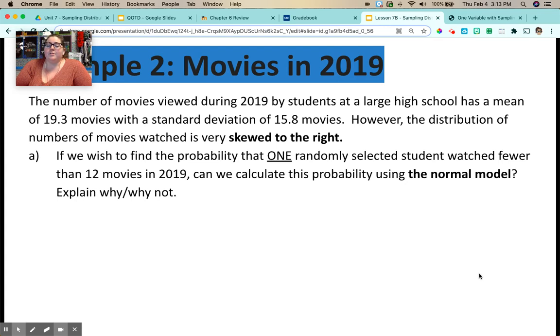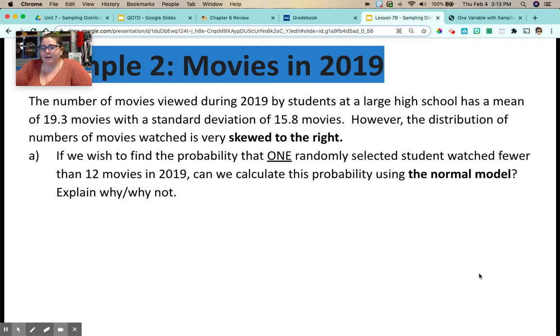However, the distribution for numbers of movies watched is very skewed to the right. In other words, most people watch a small to moderate number of movies, and then there are a few people who watch very, very large numbers of movies, and it creates this very skewed right distribution. So if we wanted to find the probability that one randomly selected student watched fewer than 12 movies in 2019, can we calculate this probability using the normal model?